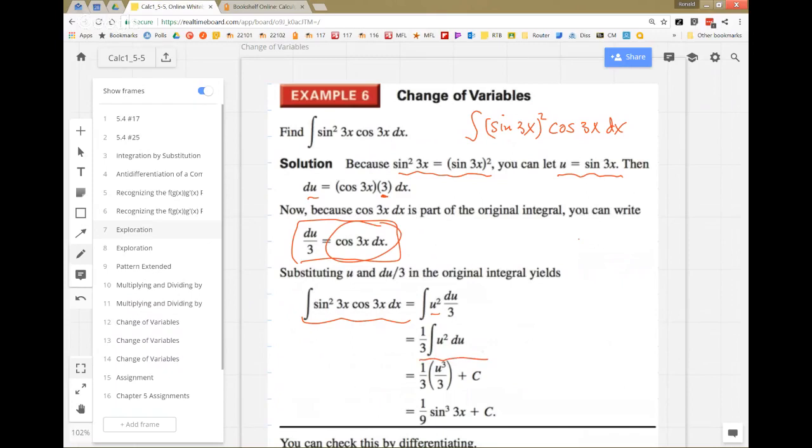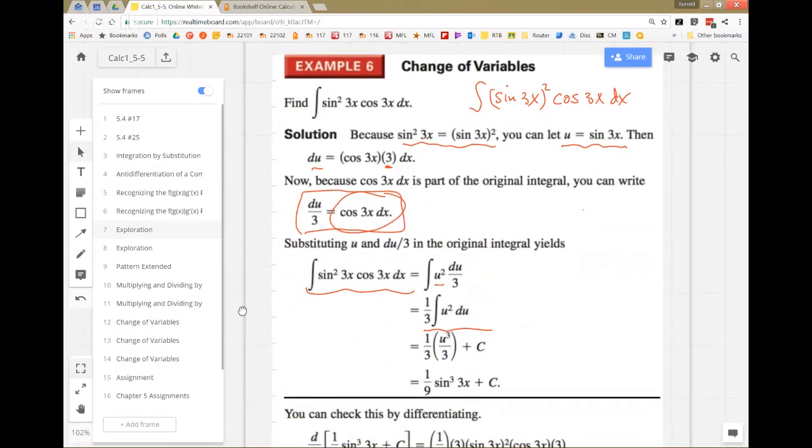Let's pull that 1/3 out to the left, and it looks like this. Now integrate using your reverse power rule. Raise the power on u by 1, u cubed, divide by 3. So there it is, 1/9. Actually, 1/9 u cubed plus c. But what's u? Oh, it's sine of 3x. We're done.